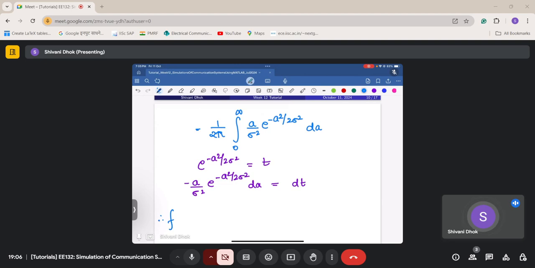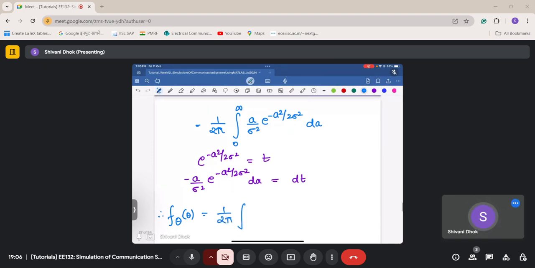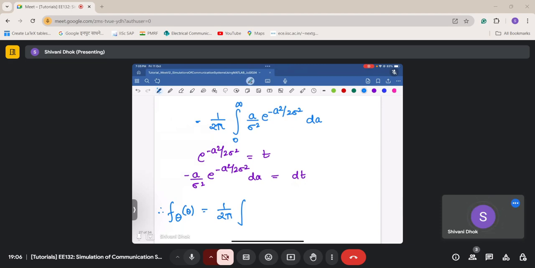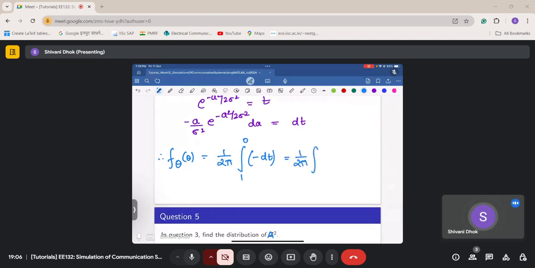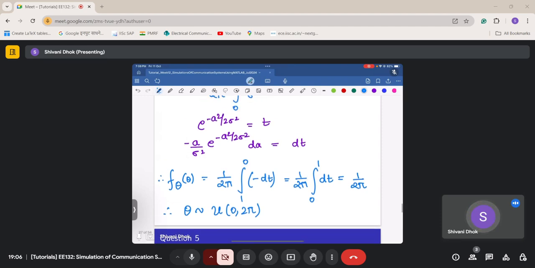So therefore your f of theta little theta comes out to be equal to 1 over 2 pi integral. So now your limits become, first 0, so 1 to 0 and minus dt. So this now becomes 1 over 2 pi integral 0 to 1 dt, which is equal to 1 over 2 pi. And this theta is from 0 to 2 pi. So therefore this theta is uniformly distributed from 0 to 2 pi. Is it clear? Any questions till this point?